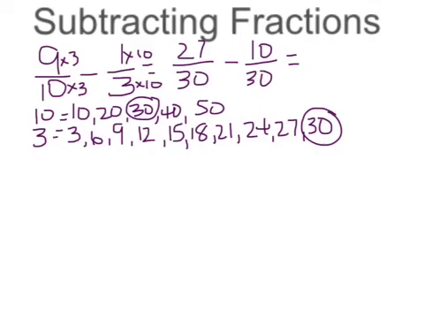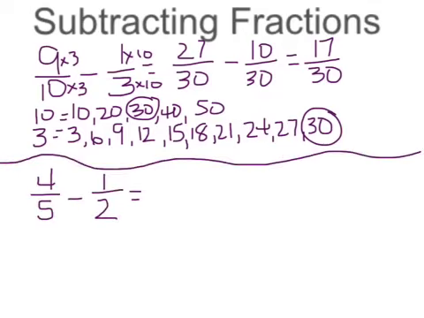Now that they have common denominators, I can go ahead and solve this problem. 27 minus 10 is 17. 30 is the denominator that carries over to that side. Since 17 is a prime number and has no other factors other than 1 and itself, this is as simple as this answer can be. So our final answer for this problem is 17/30.